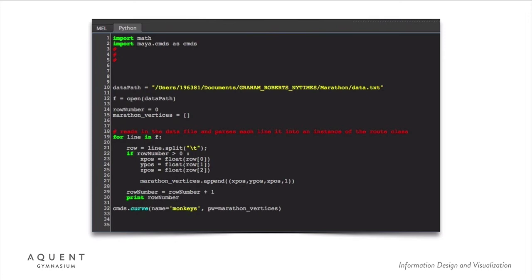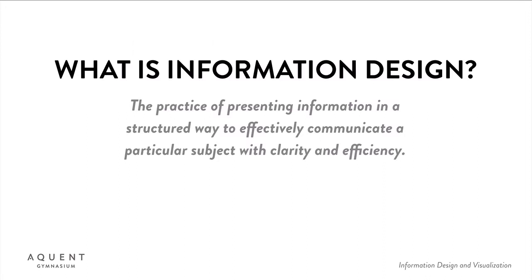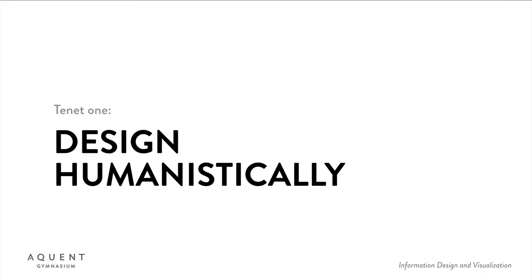highly collaborative pursuit. But while the skills required can vary widely, let's define the purpose of information design as the practice of presenting information in a structured way to effectively communicate a particular subject with clarity and efficiency. There is a near constant flow of information, which in itself can have a very inhuman scale.